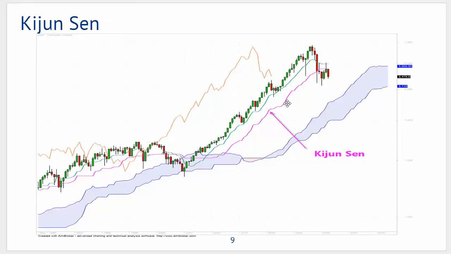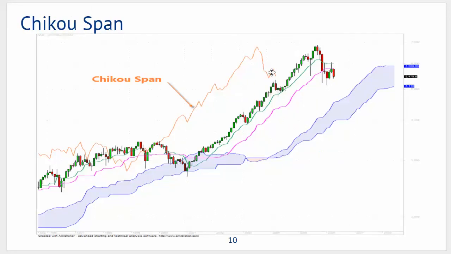The next is the Kijun-sen, that's the pink line here. It tends to just lag a little bit, and it follows the price action as well, but in a longer term time frame, and tends to follow the peaks and troughs which determine that medium term trend. It resembles a medium term moving average. The Chikou Span is another very important component of Ichimoku.